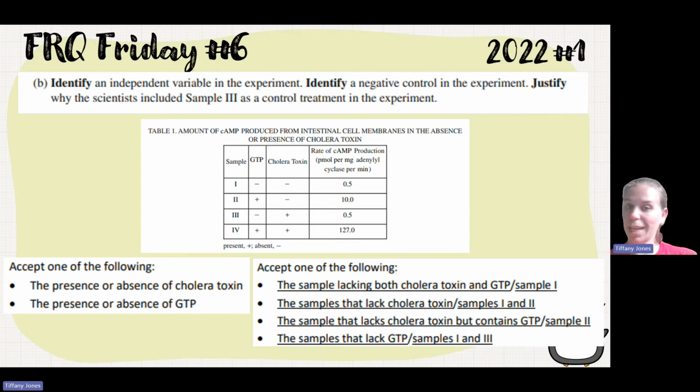The second point we said was identify the negative control. Negative control is going to be the one that does not have the independent variable in it. So since we were looking at cholera and GTP as being our independent variables, our negative control is probably going to be sample 1 because sample 1 does not have GTP or cholera. Now, they accepted other answers. If you were looking at GTP as your independent variable, then you could have talked about 1 and 3 because both of those did not have GTP. Or if you were talking about the cholera being your independent variable, you could have said samples 1 and 2 because that was missing the cholera in that sample.